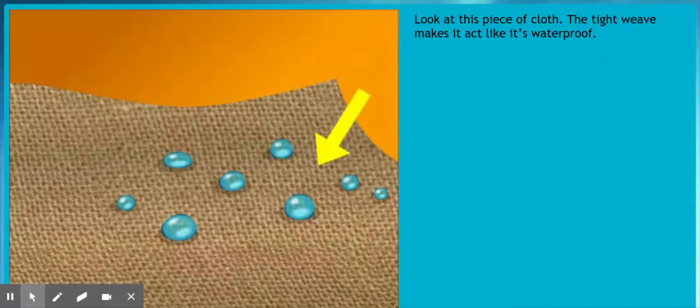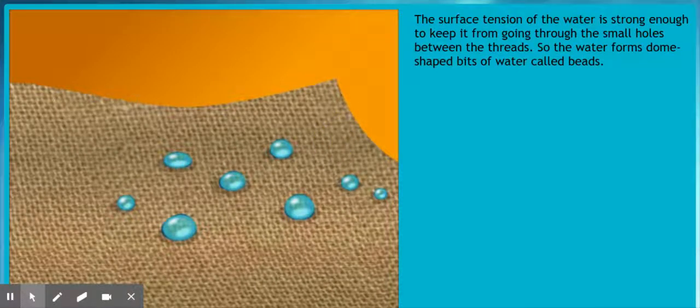Look at this piece of cloth. The tight weave makes it act like it's waterproof. The surface tension of the water is strong enough to keep it from going through the small holes between the threads. So the water forms dome-shaped bits of water called beads.